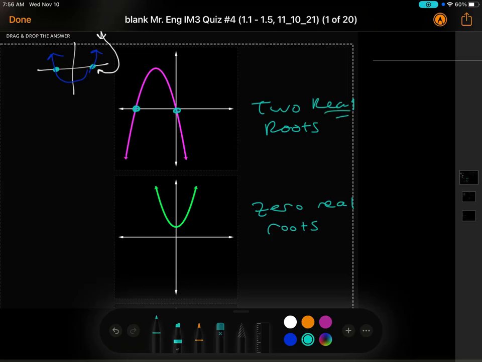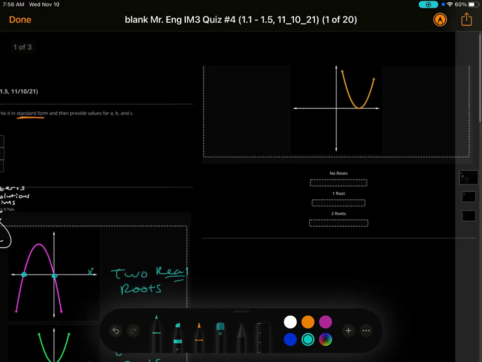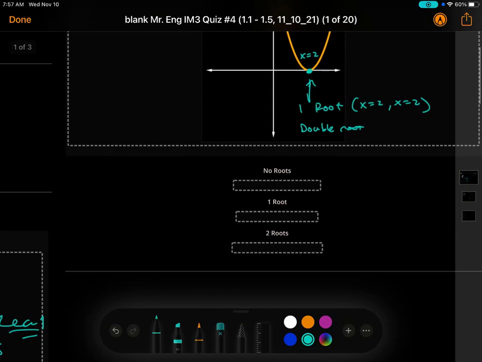Why are they called real? Because they cross the x-axis. This one does not cross the x-axis. That's complex. And the other one would be, now this is only 1 root, but we call this a double root, not to be confused with 2 roots. The reason why it's called a double root is because it might be like, say, x equals 2, and then it's x equals 2, and x equals 2 is your answer. Okay? So this one is 1 root is your answer.